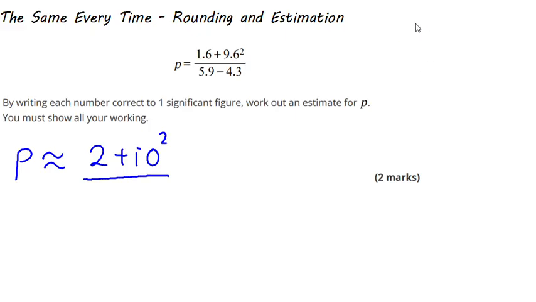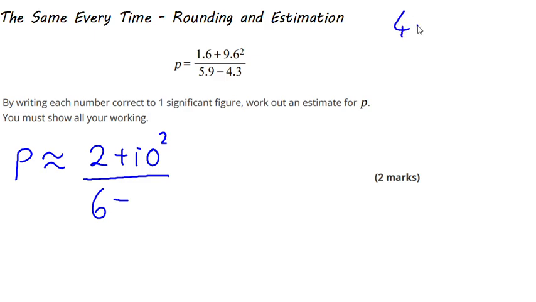5.9, rounding to one significant figure. So 5.9, the first significant figure is the 5. There's the cutoff point. Look at the next digit. Is it a 5, 6, 7, 8 or 9? Yes, it is. So that means the 5 has to round up to be a 6. And I'll write that one in. So there's the 6. And then minus 4.3, rounded to one significant figure.